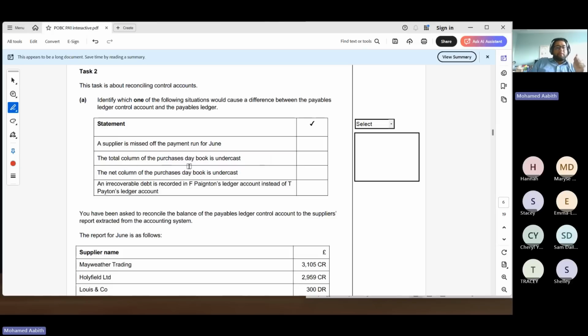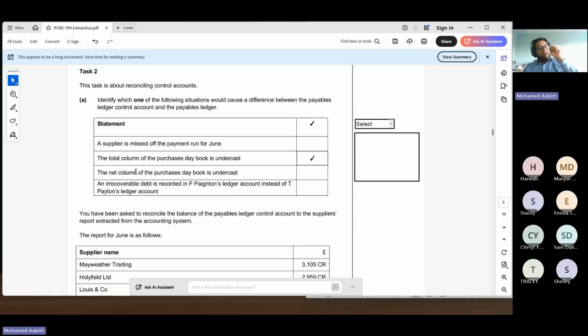The total column of the purchases day book is undercast. So if I look at the purchases day book, the total column is what you're going to post to the payable ledger control account. So individual balances are fine, but the total is not going to be correct there because it's been undercast. So that is potentially an answer. But as I stated before, if you have the net column, it only goes into the purchases account, not the control account. So the net column is not a matter for me when it comes to the payable ledger control account.